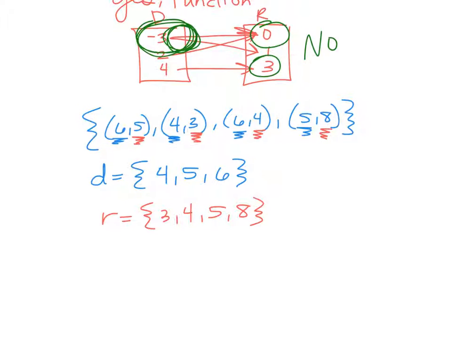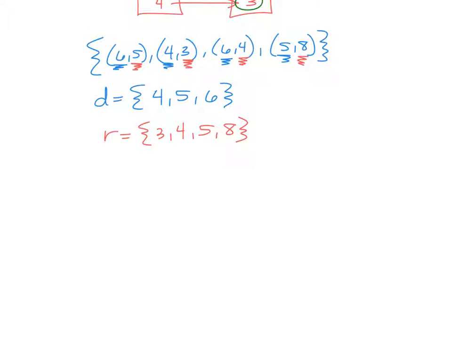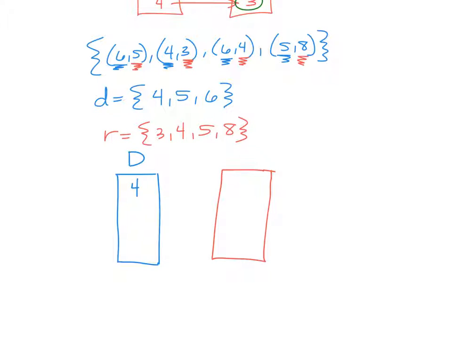Now I make a mapping diagram from that. So I'm going to do domain here, range here. I don't expect you guys to color code. I'm just trying to help you see what goes where. So my domain is 4, 5, 6. So under my domain, I'm going to write 4, 5, 6. My range is 3, 4, 5, 8. So that's going to be 3, 4, 5, and 8.